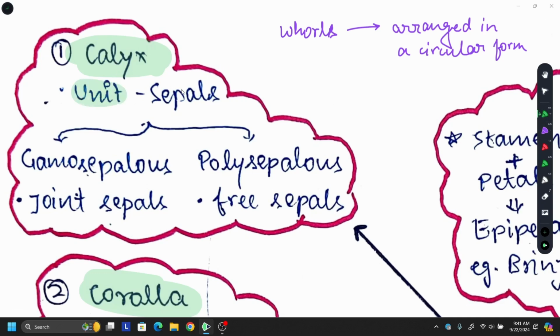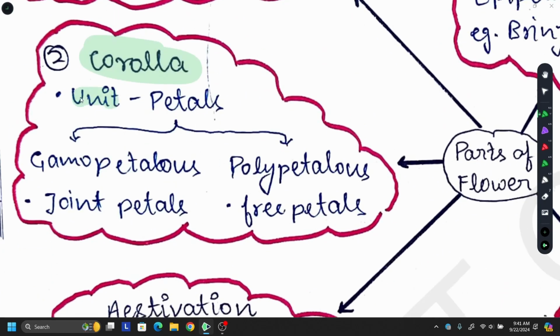The unit of calyx is sepals. So there are sepals which are arranged, and all those sepals together are called calyx. Now, if the sepals are joined to each other, they are known as gamosepalous condition. And if the sepals are free, not joined to each other, it is called polysepalous condition. Coming to corolla. The unit of corolla is petals.